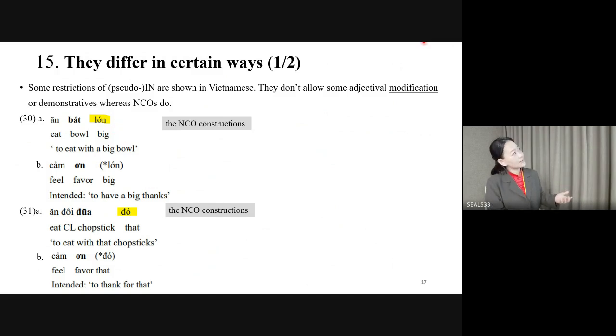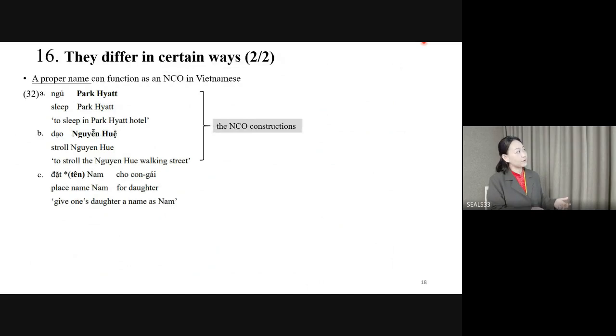And the last one is proper name. Yes, it's a proper name. I said that a proper name can be an NCO, like Phố đi bộ Nguyễn Huệ is a famous walking street in Ho Chi Minh City, and we can use it in this example. But in the verbal, like place name, meaning to name or to give a name, we cannot delete this nominal expression. Also, the proper name cannot be incorporated in this way.